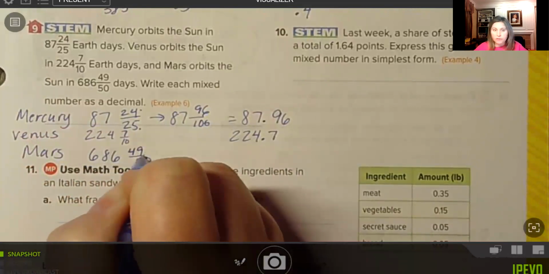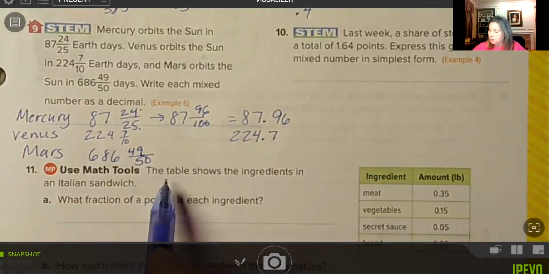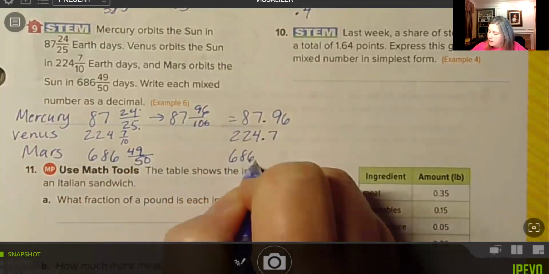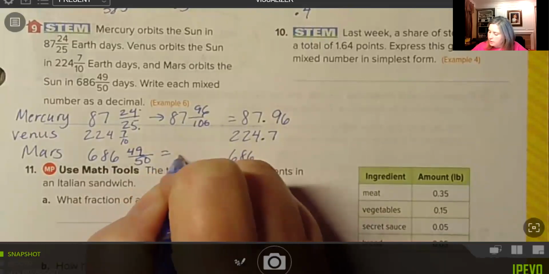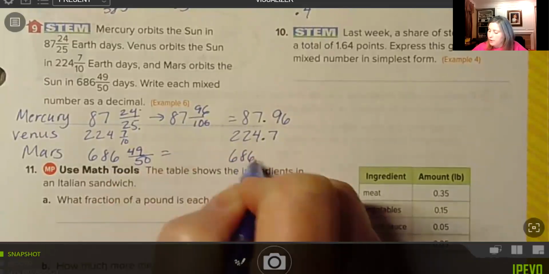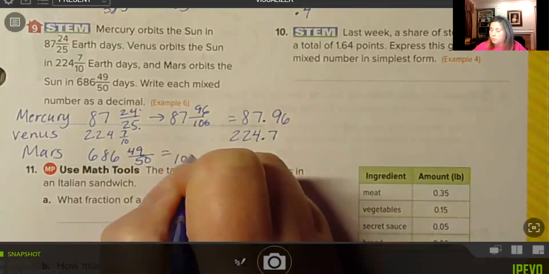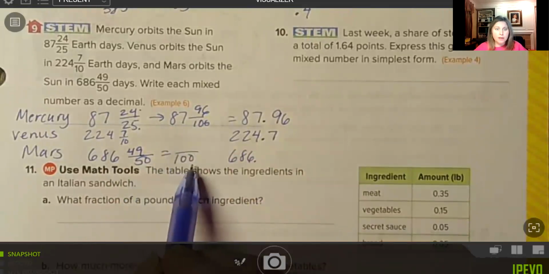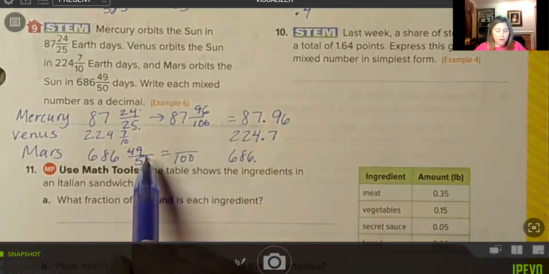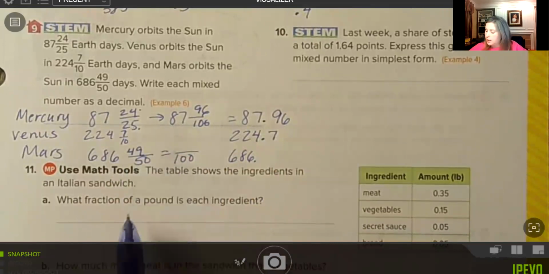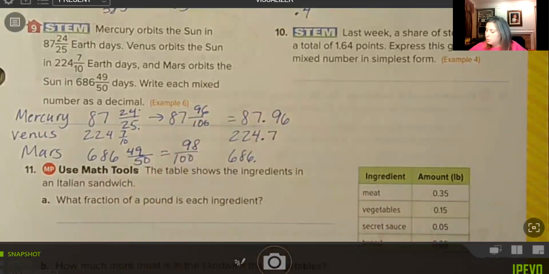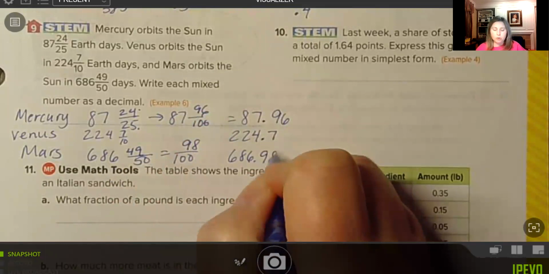Okay, we can see that 50 will easily go into 100, so we'll scale that up. 686, so we'll make this into hundreds. Well, the 686, we already brought that over. So to get to hundreds, we just double the denominator. So whatever you do to the denominator, you have to do to the numerator. 49 doubled is 98. So 98 hundredths as a fraction is 0.98 as a decimal.